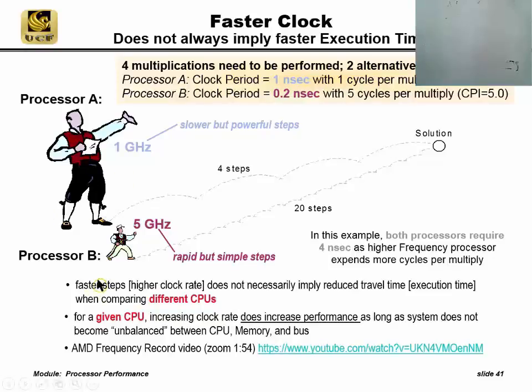We can take a look now at this video for the AMD frequency record, which is pretty cool, and doing some supercooling to get the maximum clock rate for a given instruction set architecture.